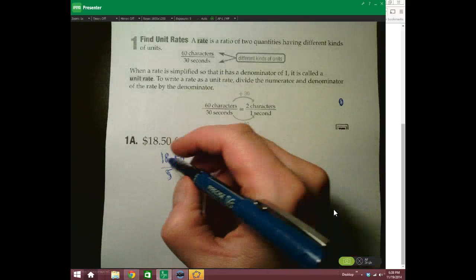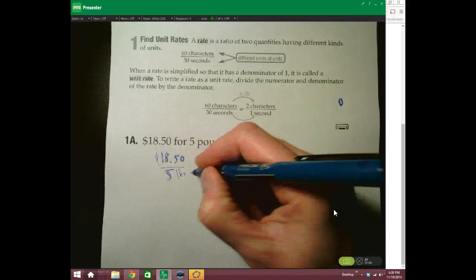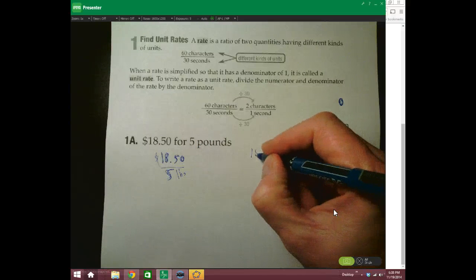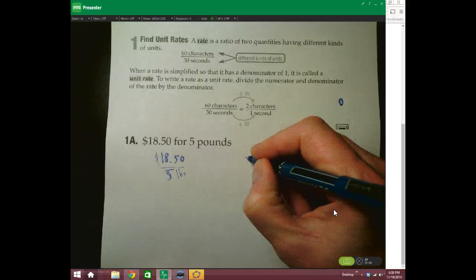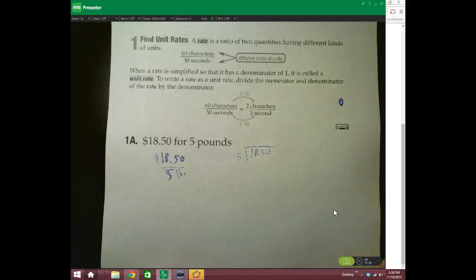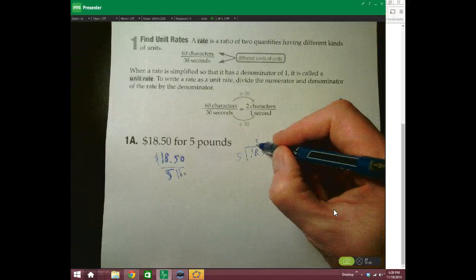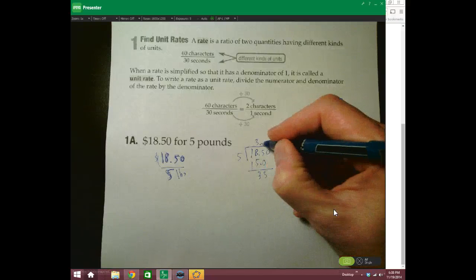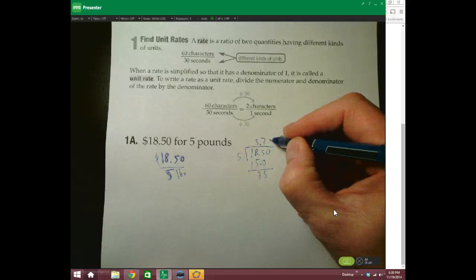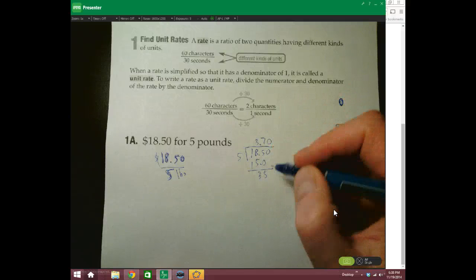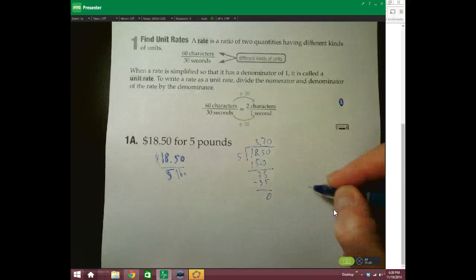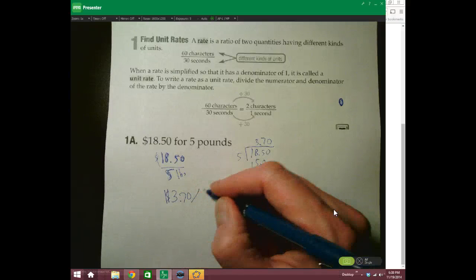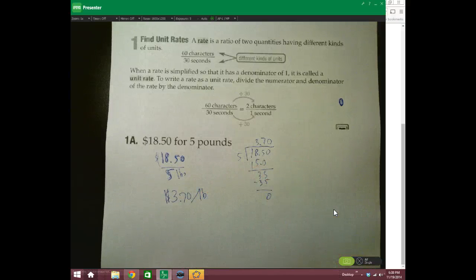So I'm just going to basically do dollars per pound. So divide 18.50 by 5. 5 goes into 18 3 times for 15. Put our decimal point in there. It goes into 35 7 times, and then it is dollars, so we do need to go to the 0. So it's $3.70 per pound. That's the unit rate.